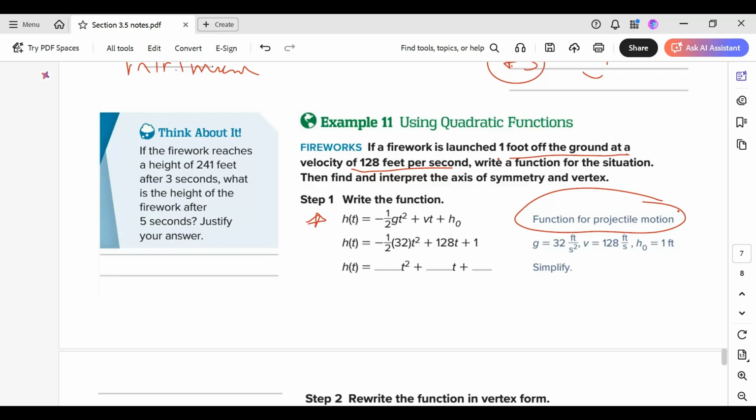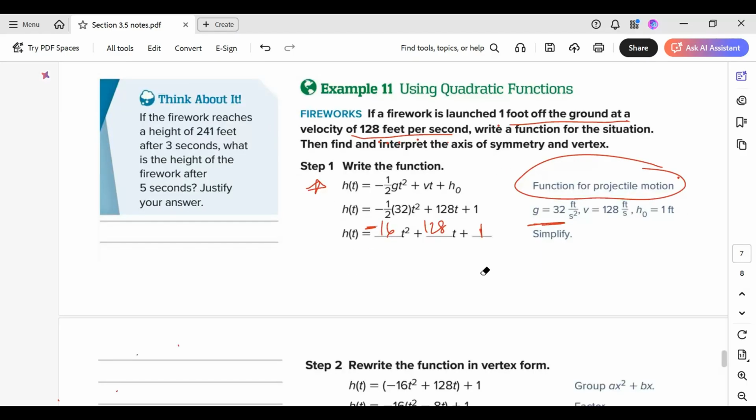So in this instance, they're telling us our g is 32, and they told us that we're going at 128 feet per second. That's where our velocity is at. 32 is a constant value that's always present. It's always going to be 32. So we're taking half of that, making it negative 16 t squared plus 128 t plus 1 to start.